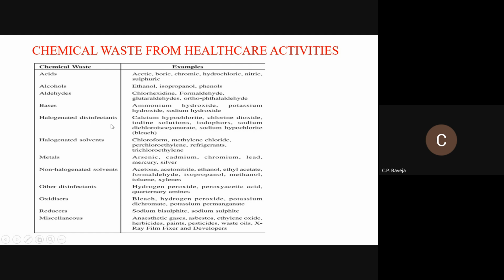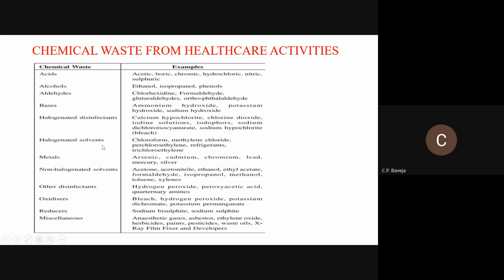Then halogenated disinfectants, calcium hypochlorite. The hypochlorite solutions are used especially as a disinfectant for HIV infected material. Hypochlorite solution, chlorine dioxide, iodine solutions, iodophores are used as a disinfectant on the patients. Then sodium hypochlorite bleach is used for HIV. Sodium hypochlorite is a very effective disinfectant. In the HIV laboratory, hypochlorite solutions are used.